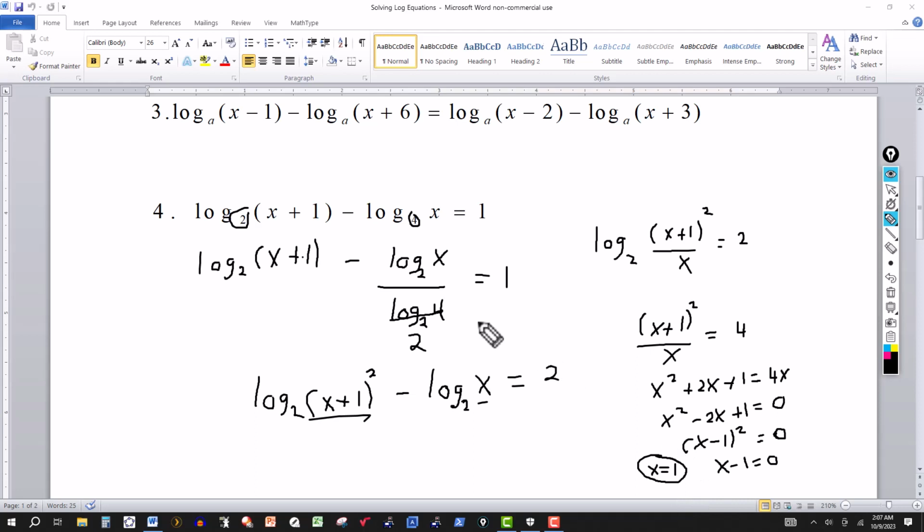And like I said, you can check it again. You put a 1 here, 1 and 1 is 2, and this is 2. The log of 2 to the base 2 is 1, because 2 to the 1 is 2. Put a 1 here, where the x is. The log of 1 to the base 4 is 0, because 4 to the 0 is 1. 1 minus 0 is 1. There's your check.